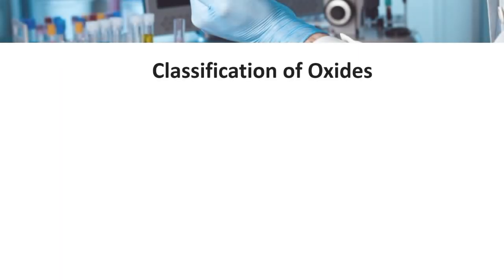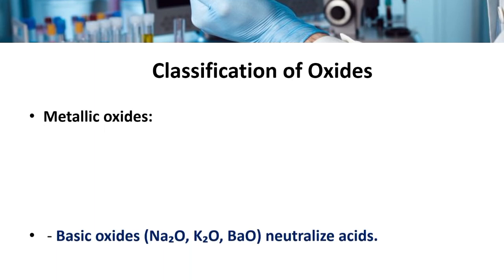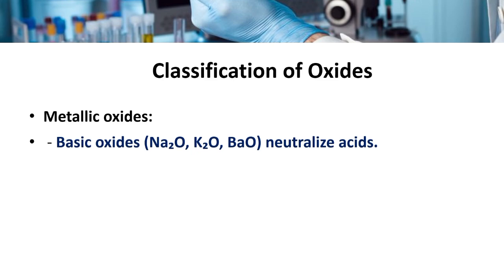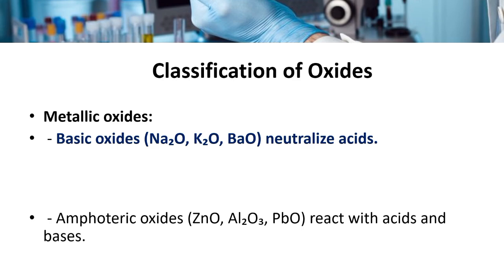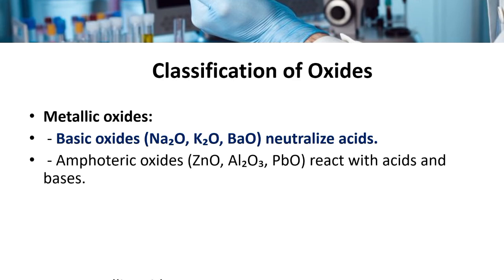Do you know oxides? We have metallic oxides and non-metallic oxides. In metallic oxides, we have basic oxides, which are capable of neutralizing an acid. The oxides include something like sodium oxide, potassium oxide, barium oxide, and calcium oxide. We also have amphoteric oxides from the metallic oxides, which react with both acids and bases. It includes zinc oxide, aluminium oxide, and lead(II) oxide.